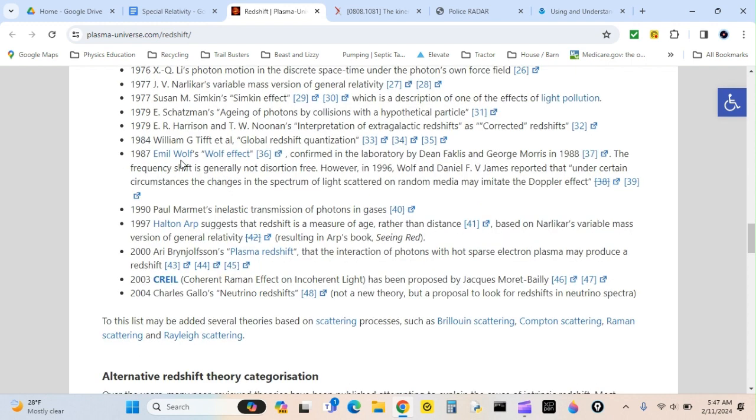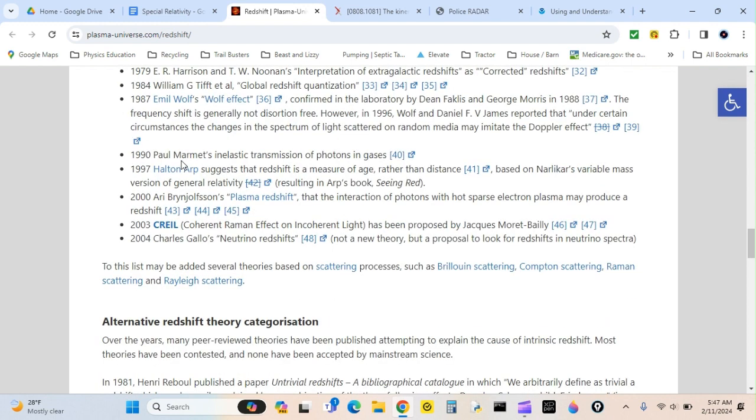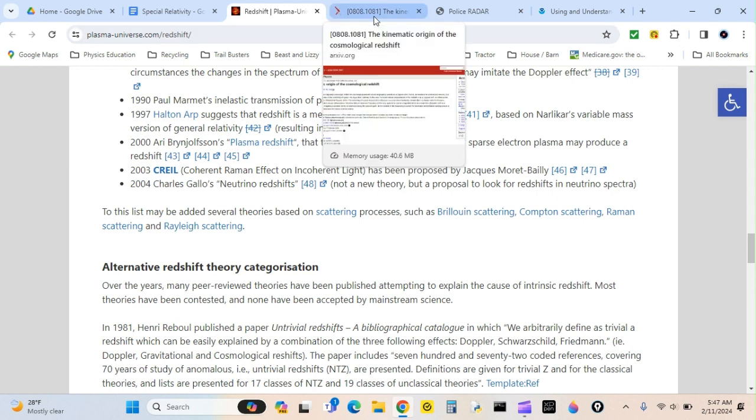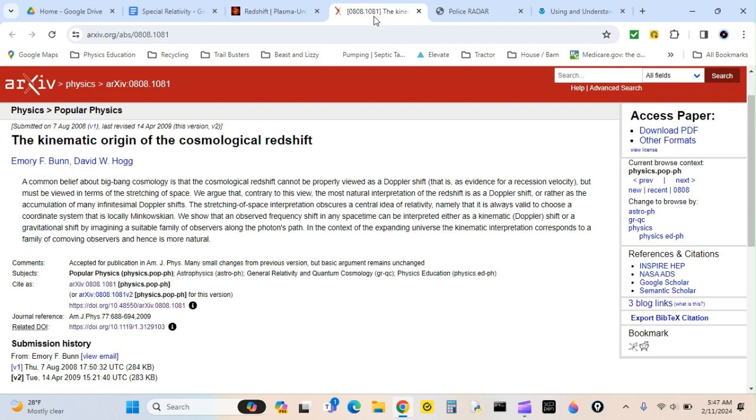Okay, it keeps going on, keeps going on, keeps going on, all the way down to 2004. Here's Charles Gallow's neutrino redshifts, a proposal to look for redshifts in neutrinos, the little subatomic particles. And finally, the last idea here is a kinematic origin of cosmological redshift.